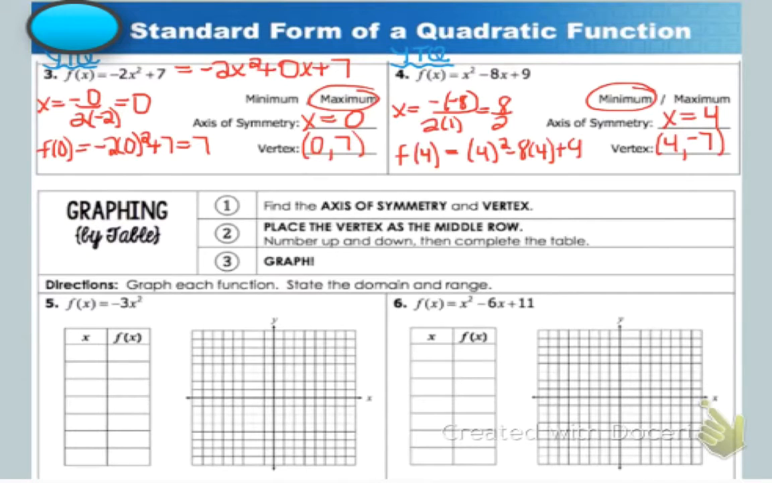So now that we know how to find these key parts of a quadratic function, the maximum or minimum, the line of symmetry, the vertex, let's take all those things and graph some of these functions. And basically we're going to follow these 3 steps as we graph these functions. First thing we're going to do is find the axis of symmetry and the vertex like we just practiced.